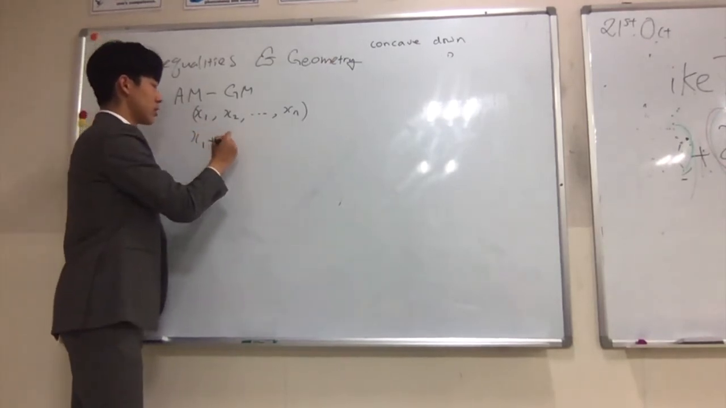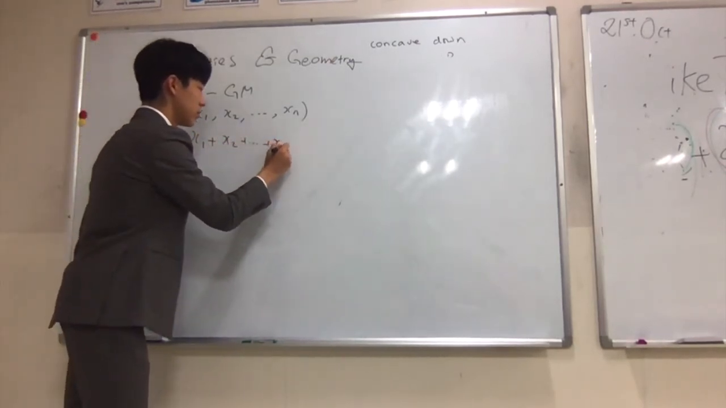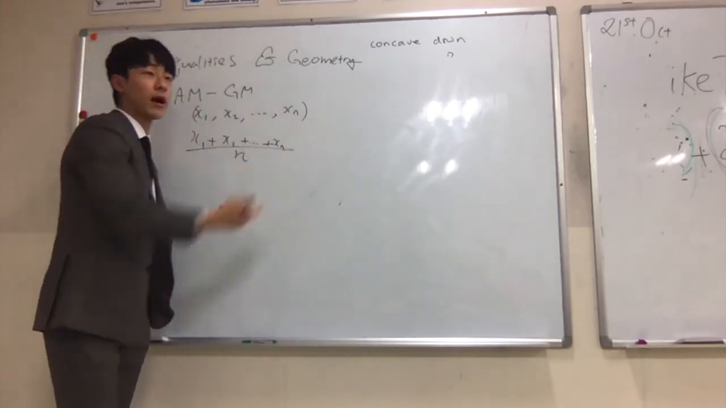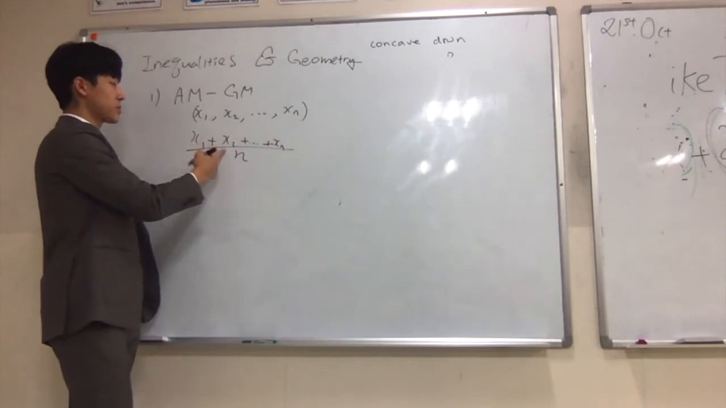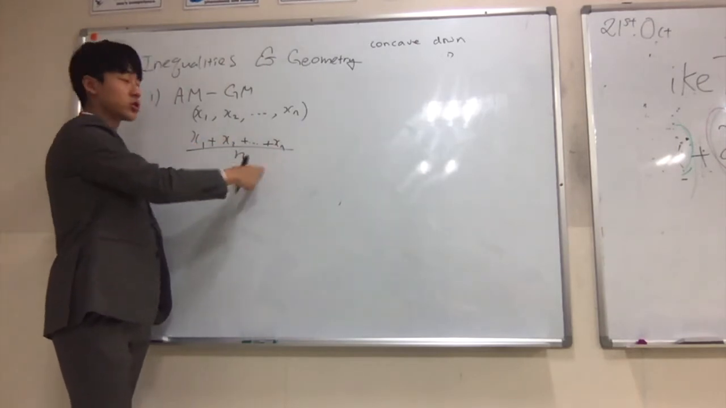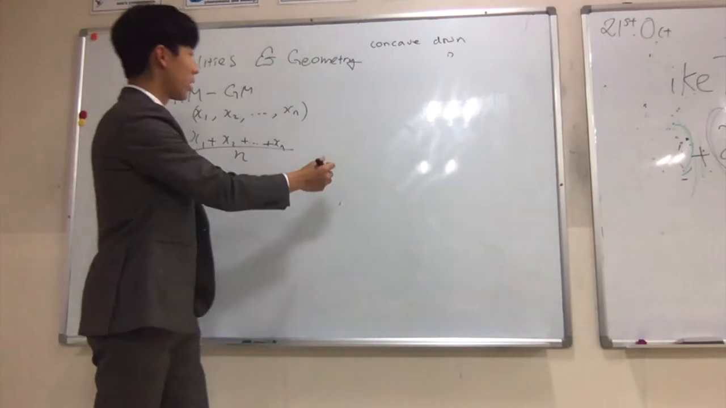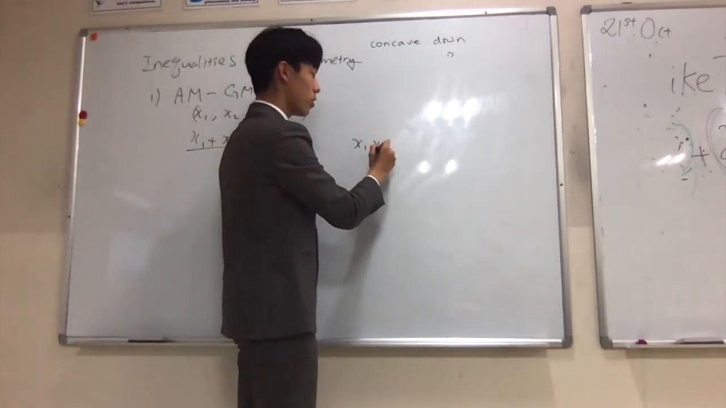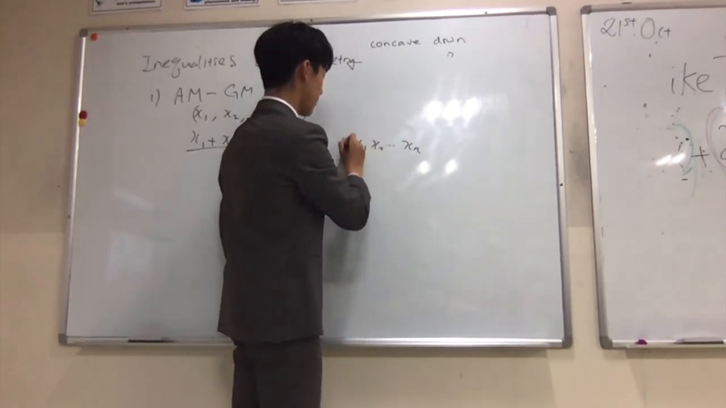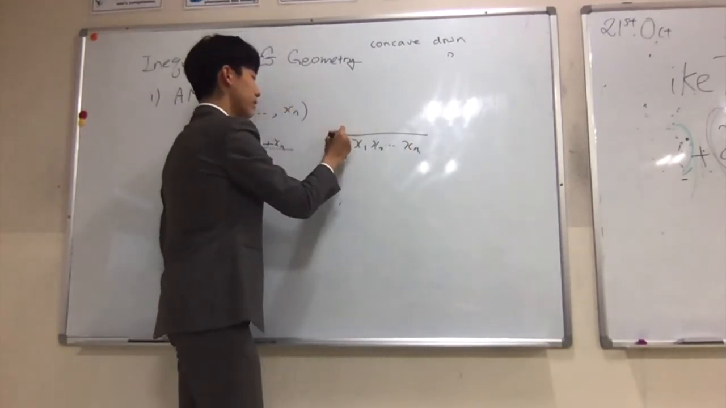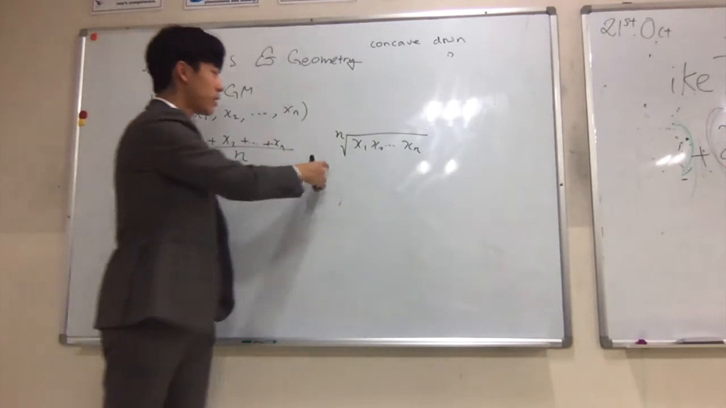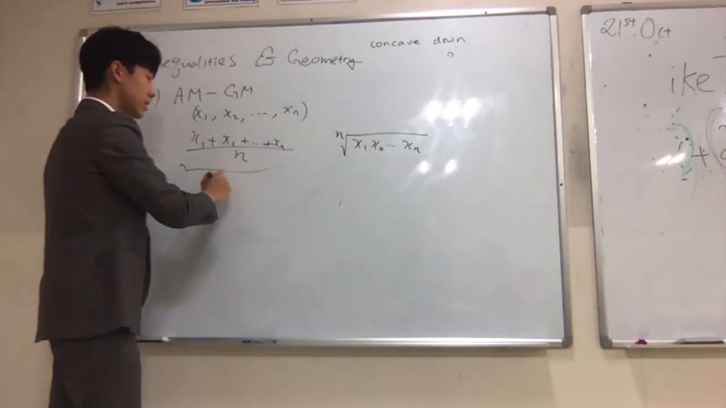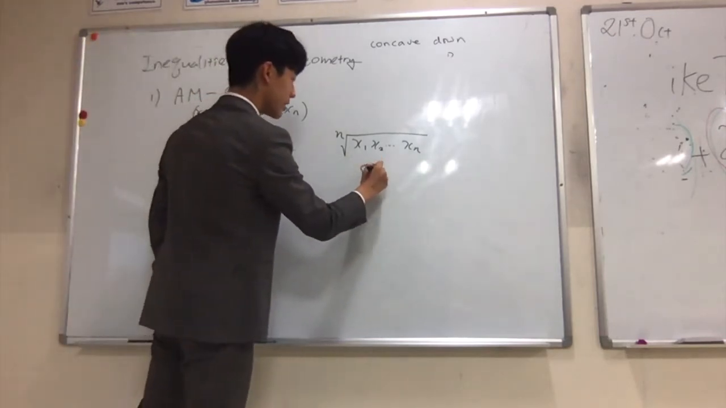So it's just adding up all of the numbers and then dividing by the number of data that we have. So it would just be x1 plus x2 all the way up to xn, divided by n. On the other hand, the geometric mean would instead multiply all of them together and take the nth root of it. This one here is called the arithmetic mean, in short AM, and this one is the geometric mean.